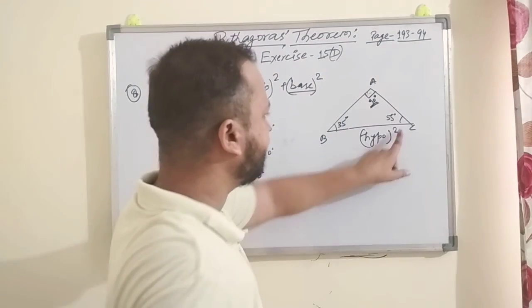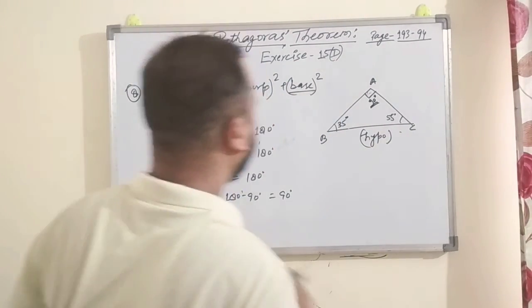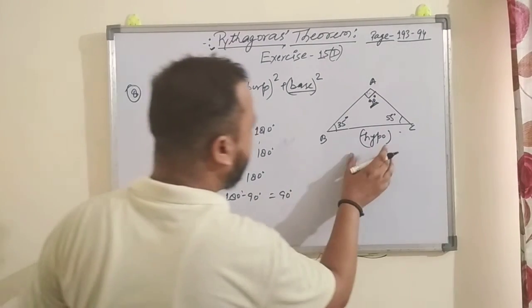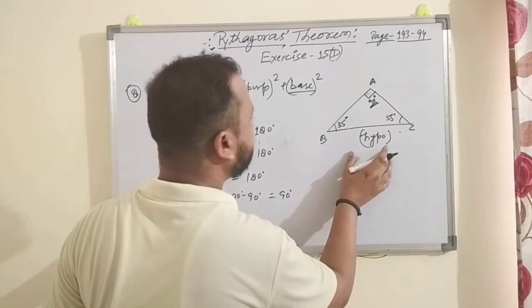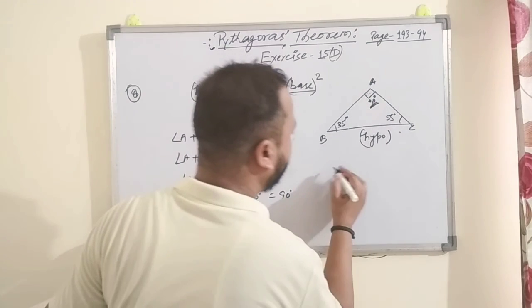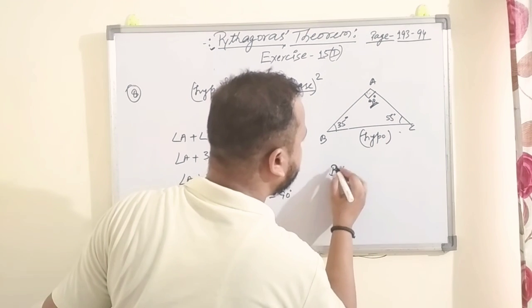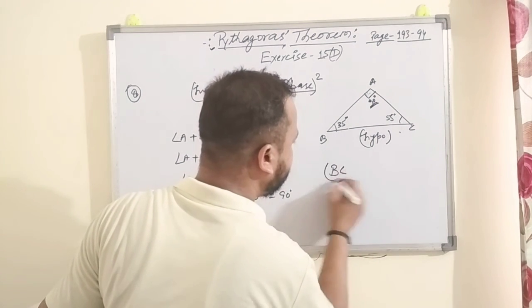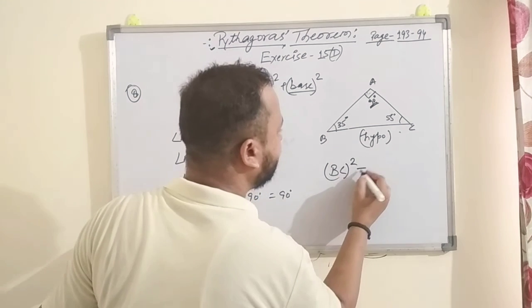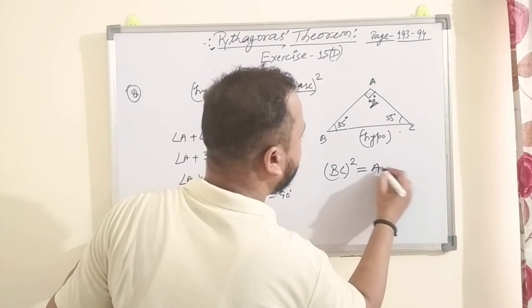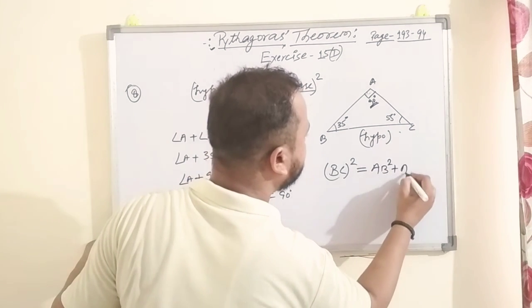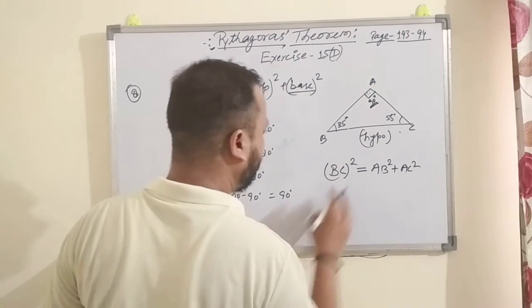So if this side is the hypotenuse, and we write the formula using the Pythagoras theorem for this triangle, we can write hypotenuse square, that is BC square, is equal to AB square plus AC square, right?